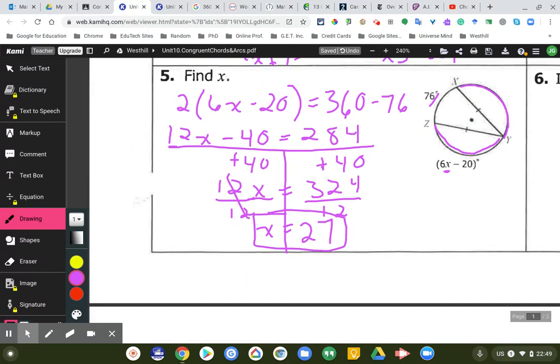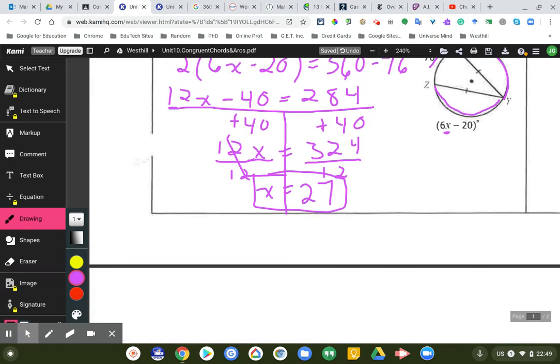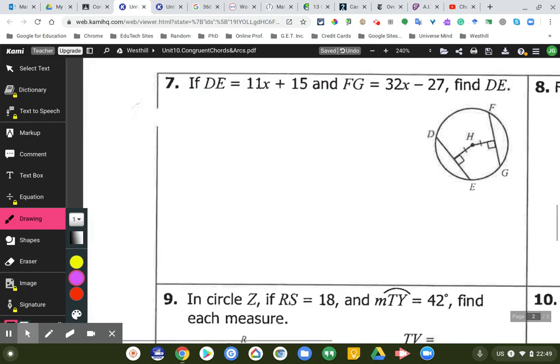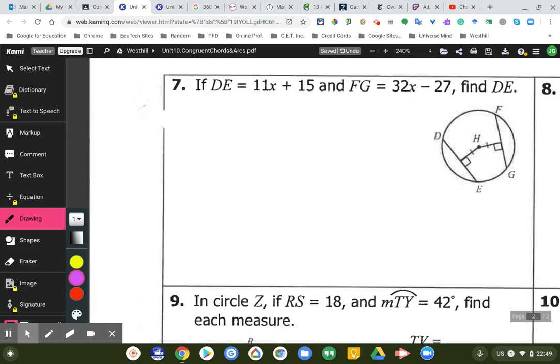Hopefully that one is making sense. You just have to kind of look at it and figure that out there. All right, let's look at number 7 here. Okay. Number 7. Let's do it.